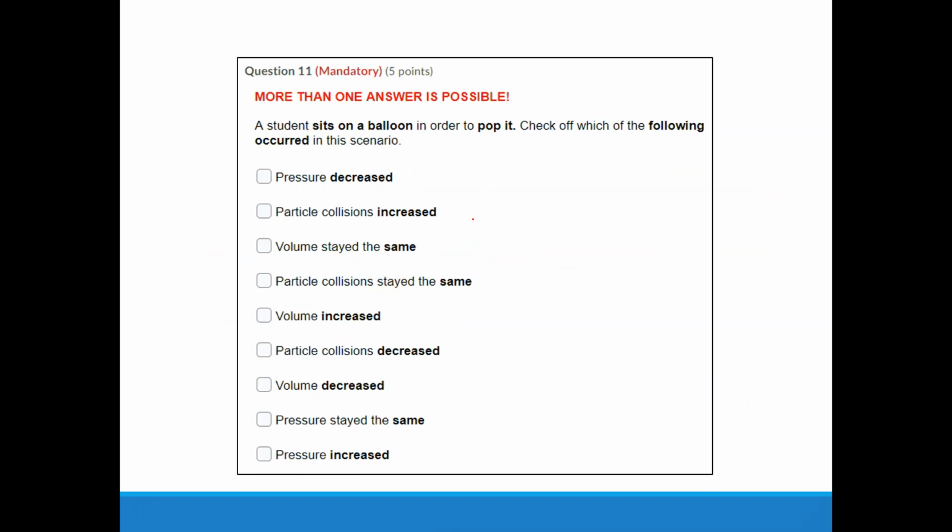Question number 11 is talking about pressure now. So a student sits on a balloon in order to pop it. Check off which of the following occurs in this scenario. So basically what's happening here is when we have a student trying to sit on a balloon, what they're trying to do is they're trying to make the balloon smaller. So let's take a look at what happens when we try to make something smaller.